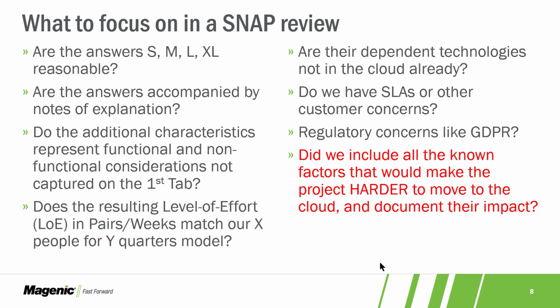Do we have explanations for the things that are not standard for the platform? So for example, if we're using Node.js and we're not using NPM as our package manager, we should probably get an explanation. Do we have additional characteristics and non-functionals? We need to capture that. And when we go back and we review all the snaps and we make a summary, again, does it map onto our pairs for number of quarters model, right? We want to estimate in whole quarters. More about that in a minute.